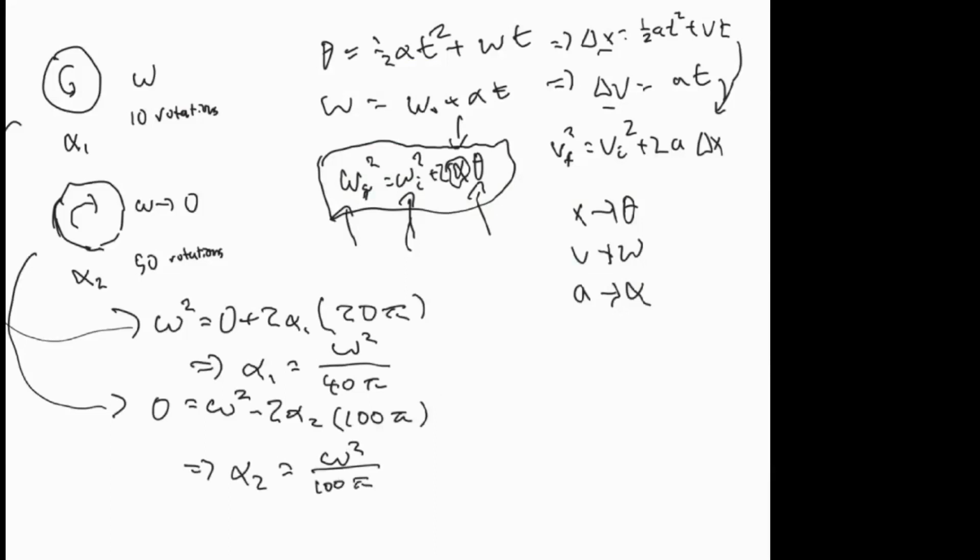So now we have the information we need to solve the problem. We get that alpha 1 over alpha 2 is omega squared over 40 pi divided by omega squared over 100 pi. Sorry, 200 here. And we get that the answer is 5. All right, cool. Any questions, or I will just move on? Okay, then.